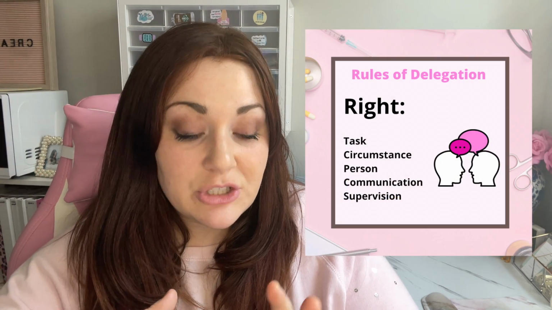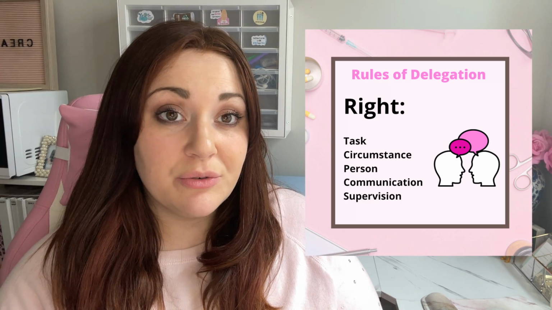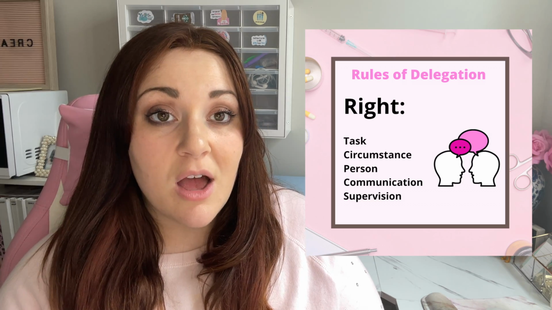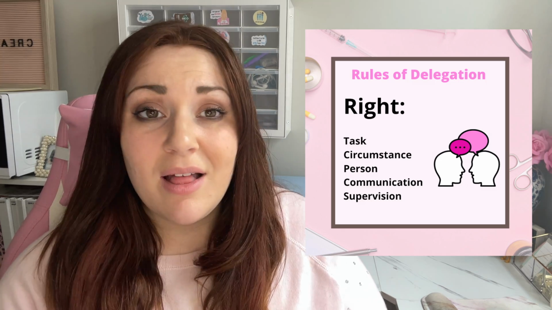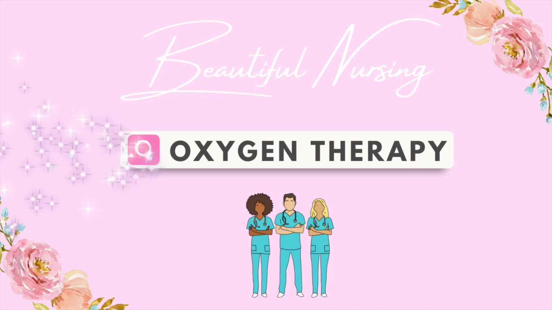But it's very important that when any of these members of the team delegate a task to somebody else, you are making sure that it is to a stable patient that has a predictable outcome. The rights of delegation are the right task, the right circumstance, the right person, the right direction and communication, and the right supervision and evaluation. It's important too for a nurse to understand the scope of practice, what people are allowed to do in their positions of a registered nurse, a licensed practical nurse, a CNA.